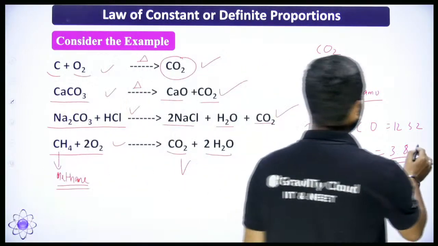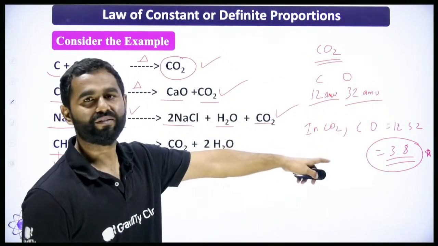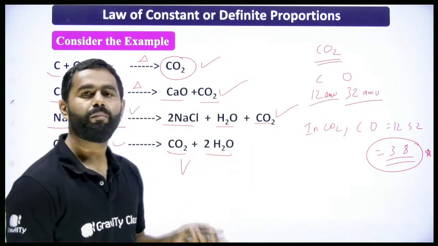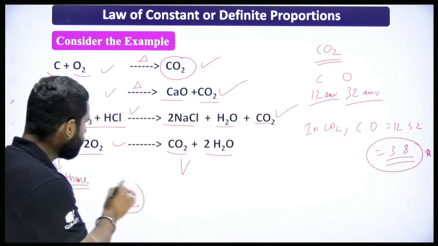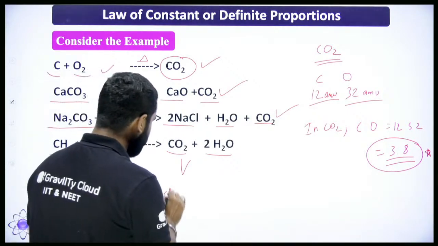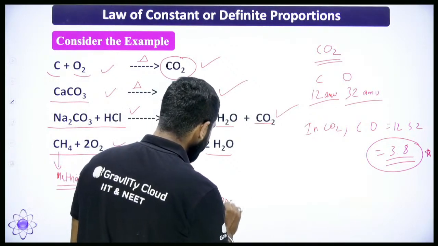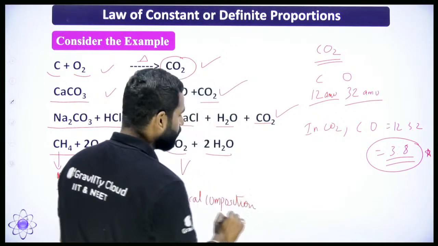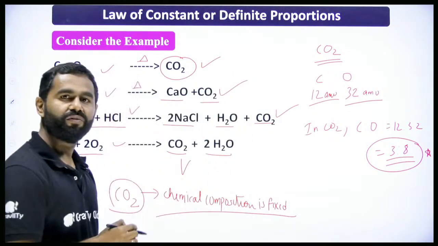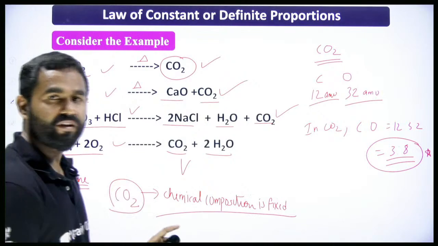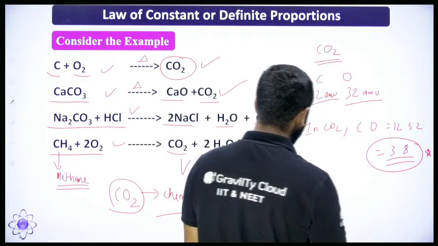That means this ratio is fixed. So when I say the ratio is fixed, that means the chemical composition of carbon dioxide is fixed. Right? The chemical composition of CO2 is fixed. Simple. That is the meaning of the statement that the chemical composition of CO2 is fixed. And it is 3 is to 8, that is carbon is to oxygen 3 is to 8.